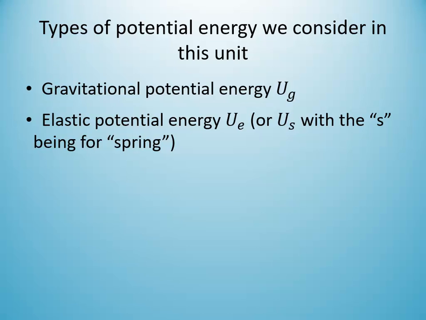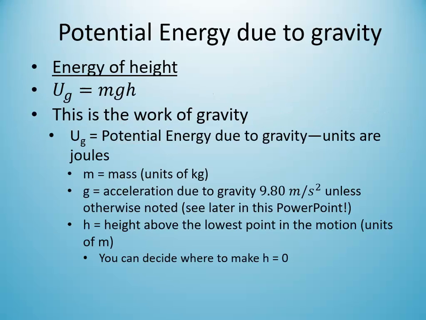The types of potential energy that we will consider in this unit are gravitational potential energy and elastic potential energy. Gravitational potential energy comes from raising an object to a certain height relative to a reference point. Elastic potential energy comes from either stretching or compressing a spring.